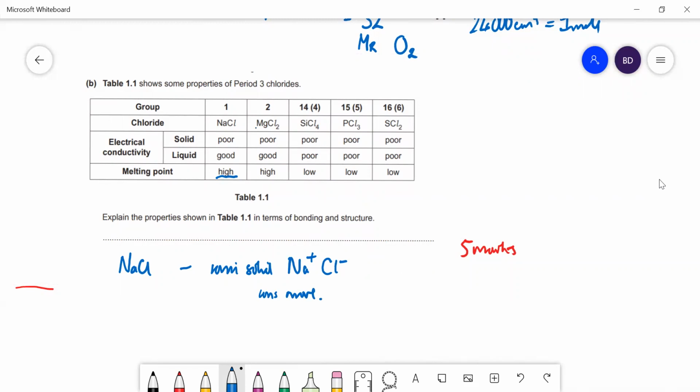You could use the same arguments for magnesium chloride. Again, it's an ionic solid, so high melting point, strong electrostatic attraction between Mg2+ ions and chloride ions, and it will conduct when molten because the ions can move.